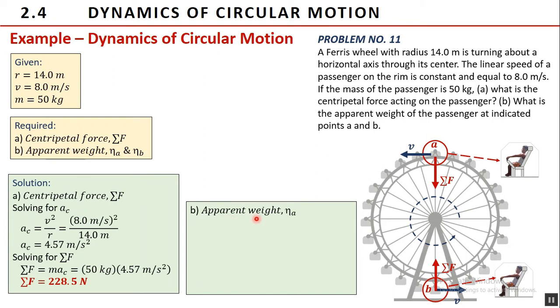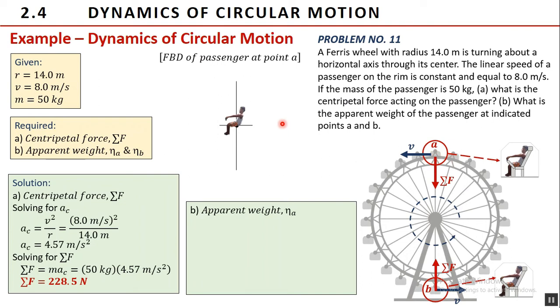And it is equivalent to the normal force acting on the passenger. Now, let us first solve the apparent weight of the passenger when he is at point A. To do this, we need to draw the free body diagram of the passenger when he is located at point A. So this is our axis, and this is the passenger.